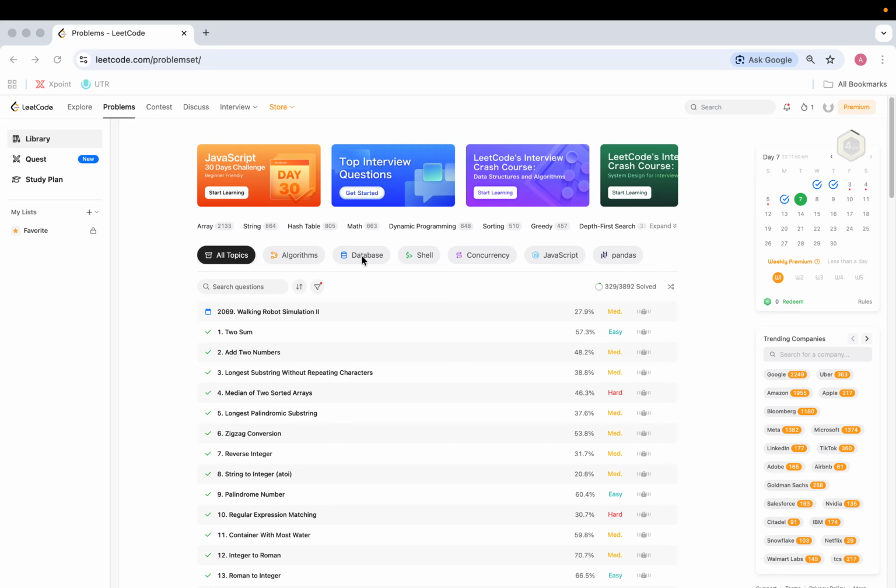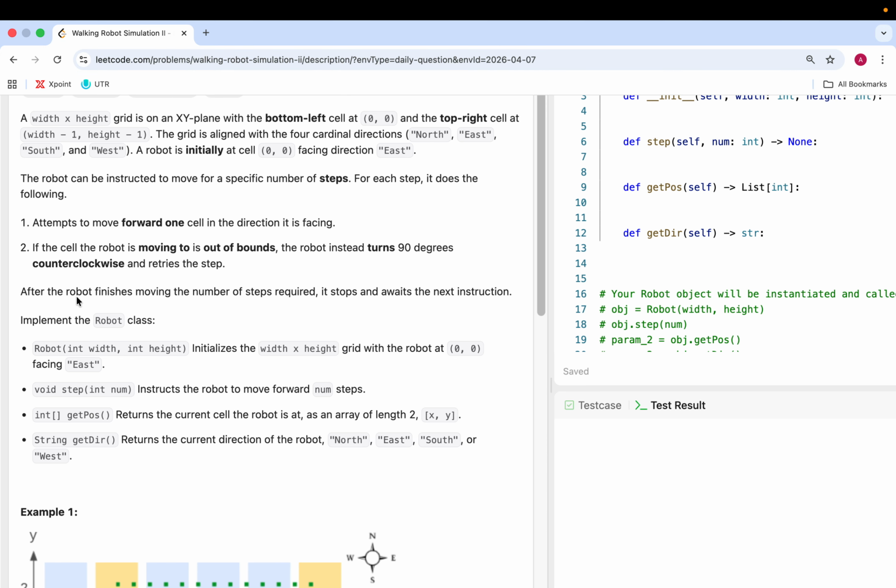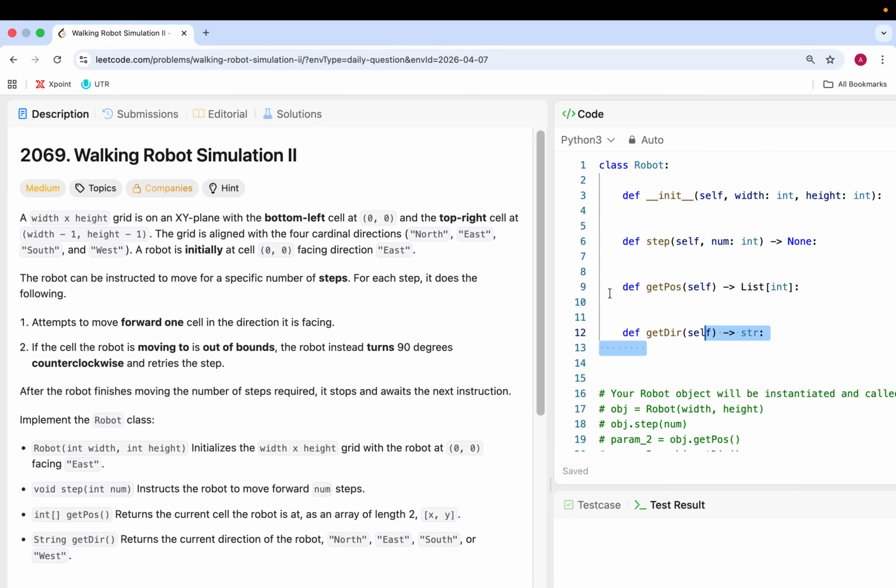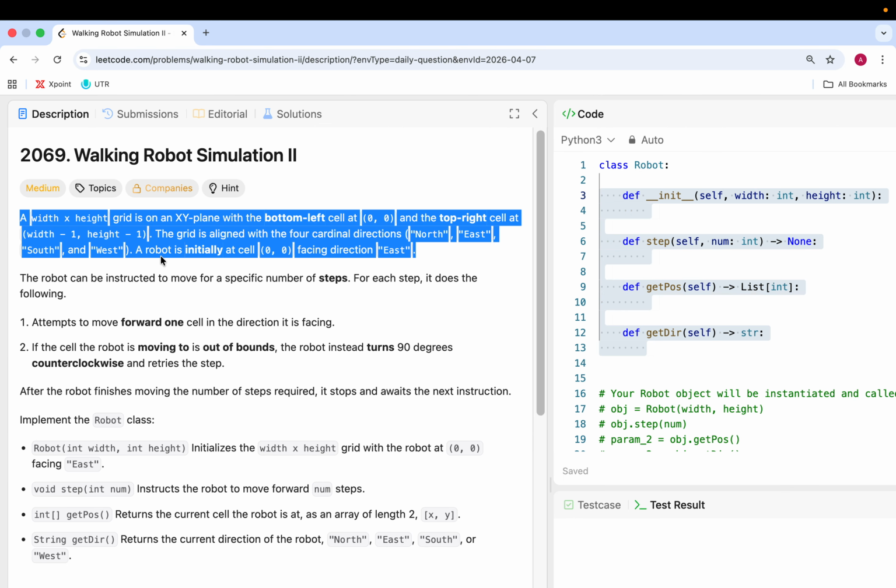All right. This is 7th of April, problem of the day, and this is walking robot simulation number 2. So I'm assuming it's very similar to... Oh no, it's a design thing. Okay, fine. A width by height grid is on the XY plane, with the bottom left cell being the origin.